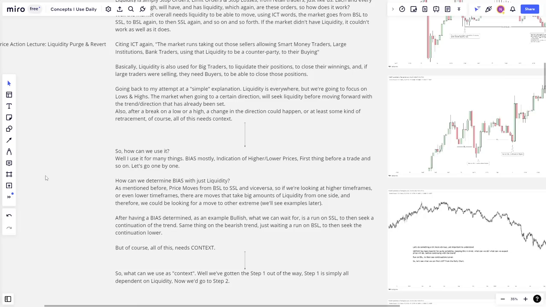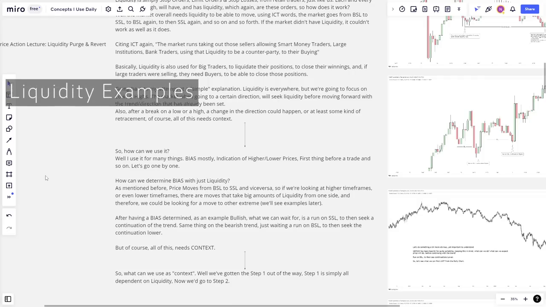So what can we use as context? Well, liquidity is entirely step one out of my strategy. As you probably already know, my strategy is based on five steps that I follow each and every single day to try and find opportunities in the market. So all step one is completely based on liquidity.